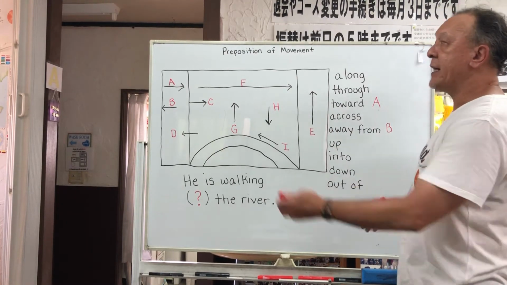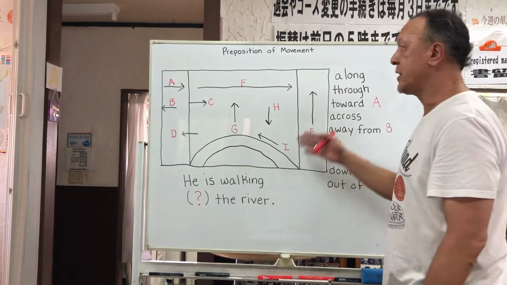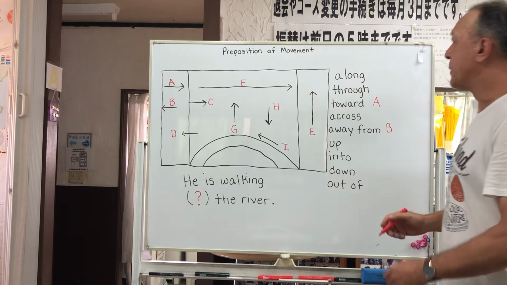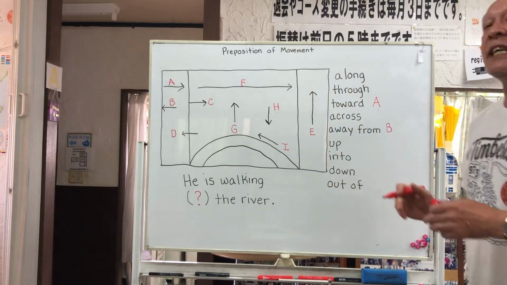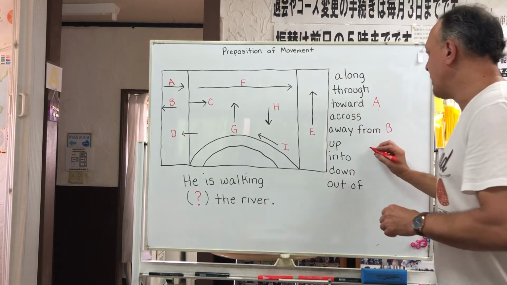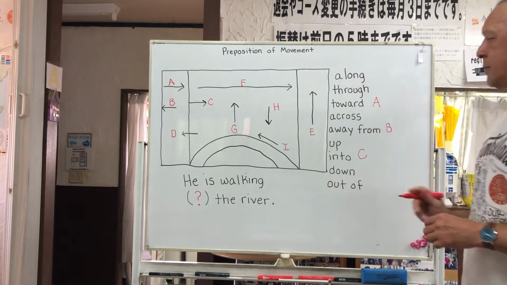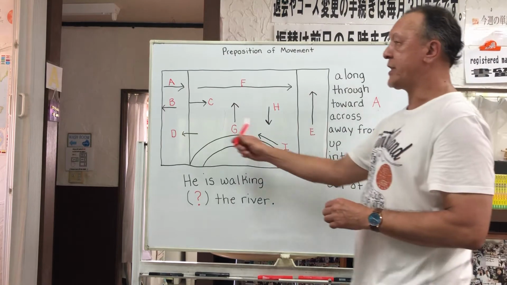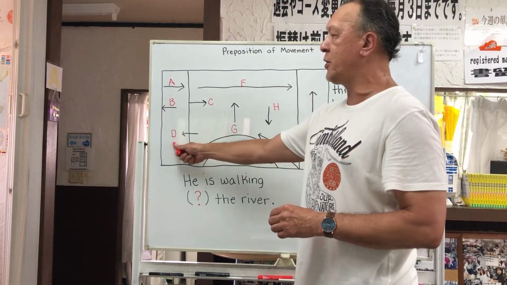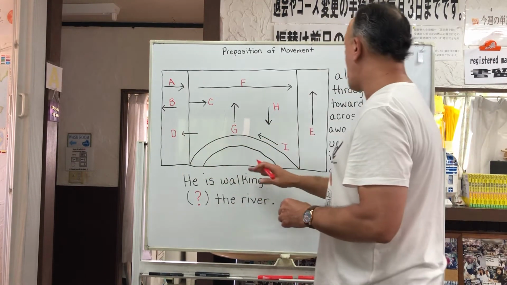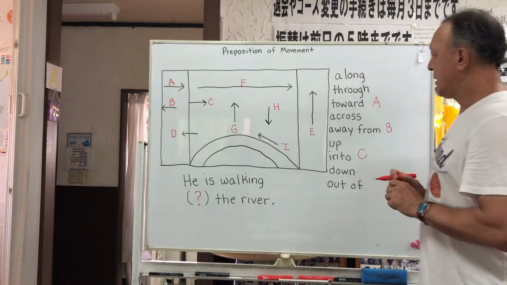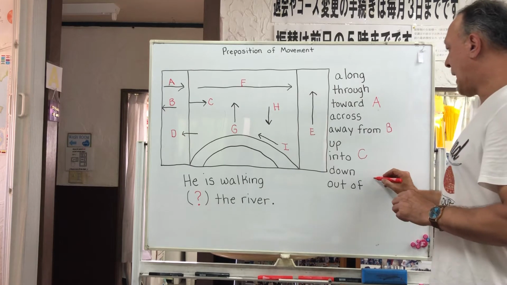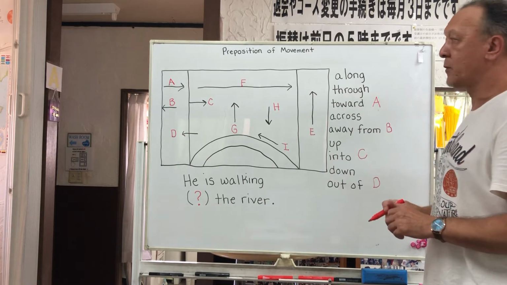Letter C. He is walking, and as we notice, this is the river, so we will need to use a different form. He is walking into the river. Into. Looking at letter D, as we see the arrow from the river to the banks, he is walking out of the river, out of the river, okay?